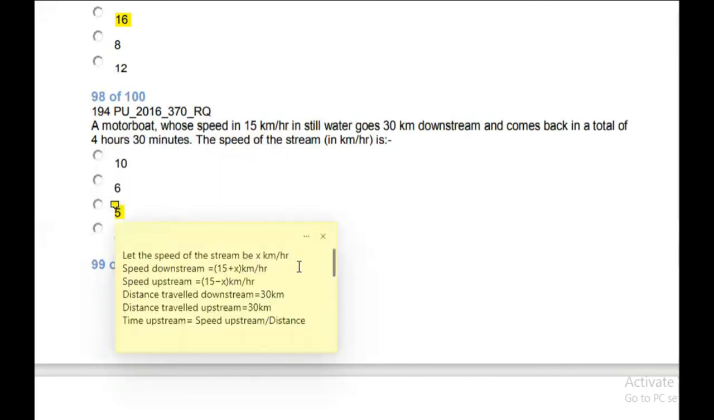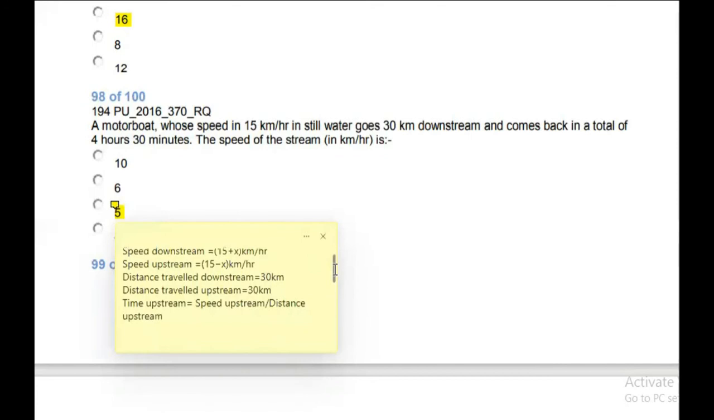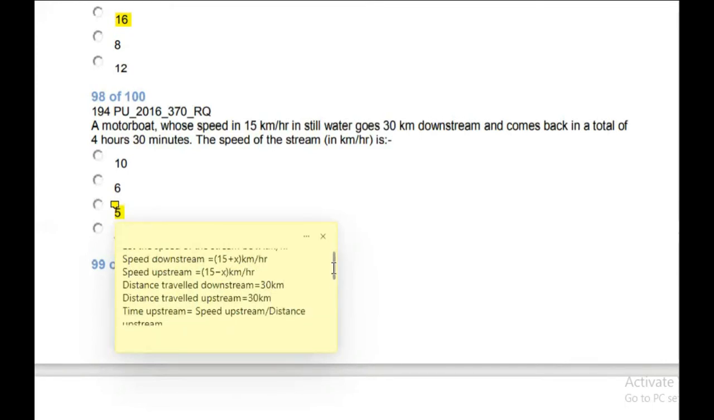So let the speed of the stream be x kilometer per hour. On downstream, we are moving with the stream, in the direction of the stream. So the speed would be 15 plus x kilometer per hour. The 15 is the speed in still water, where the stream is not moving. So 15 plus x, where x is the speed of the stream.